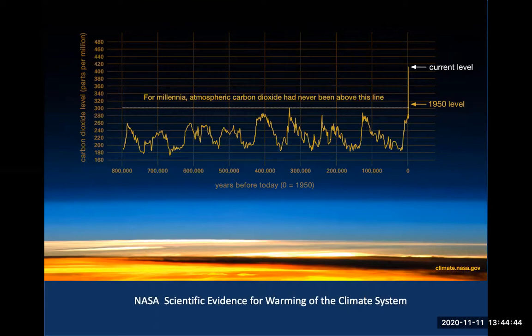This is a dramatic graph from NASA that shows that historically the CO2 level in the atmosphere has remained below 300 parts per million for almost a million years. The level is now 410 parts per million, way above all previous peaks. In the long term, the impact on Earth's climate may also be dramatic.